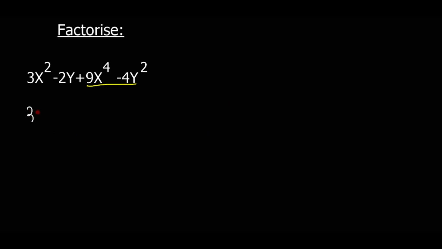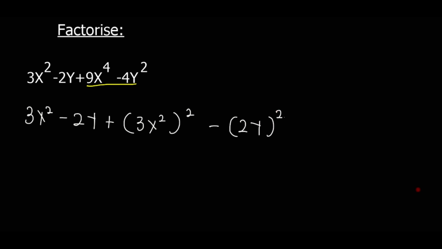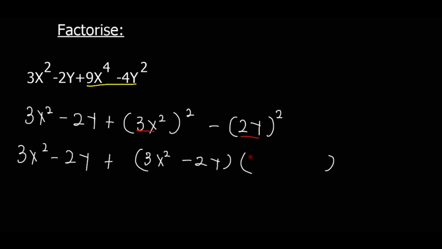So we are going to have 3x squared minus 2y, and then from here we are going to use the difference of two squares for these terms. So when we use the difference of two squares, remember we open the brackets, and then we write these terms inside the first bracket with a minus, so we have 3x squared then we have minus 2y, and then inside the second bracket we have 3x squared plus 2y.